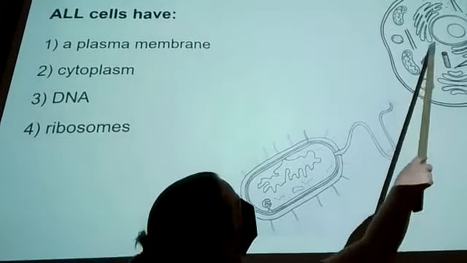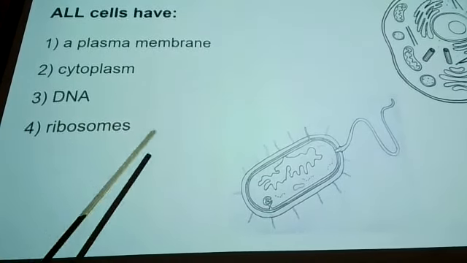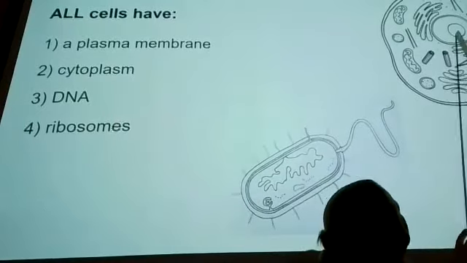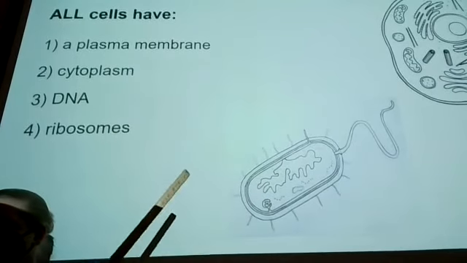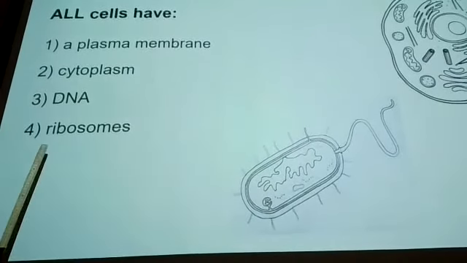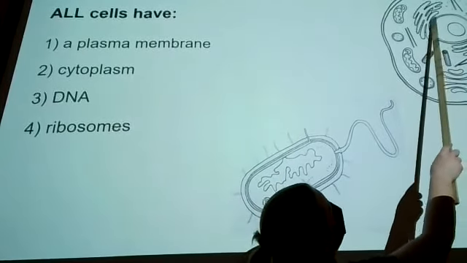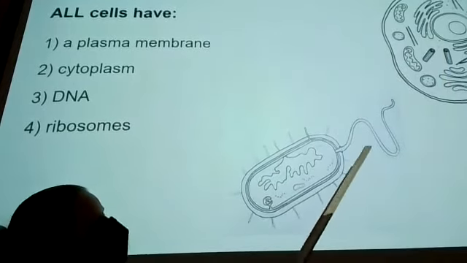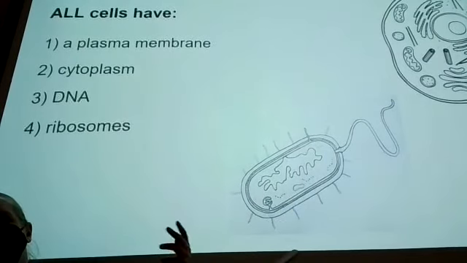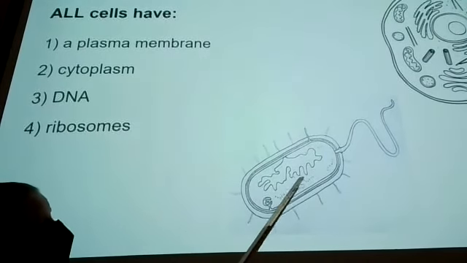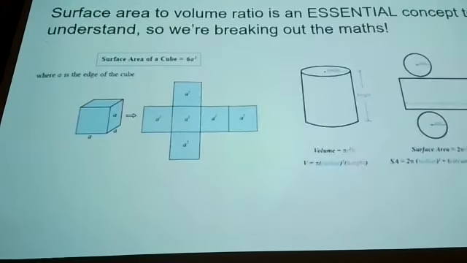Cytoplasm, that's just the goo that everything else is suspended in. DNA, in eukaryotic organisms, hangs out here in the nucleus. In our prokaryotic cells, it's just one circular chromosome. And then ribosomes, that's indicated by these little dots. Sometimes they're stuck to this thing called the endoplasmic reticulum. Sometimes they're just chilling all on their own. And even though prokaryotes don't have a lot of organelles, they all have ribosomes. Those are those little dots. Cool. All right.